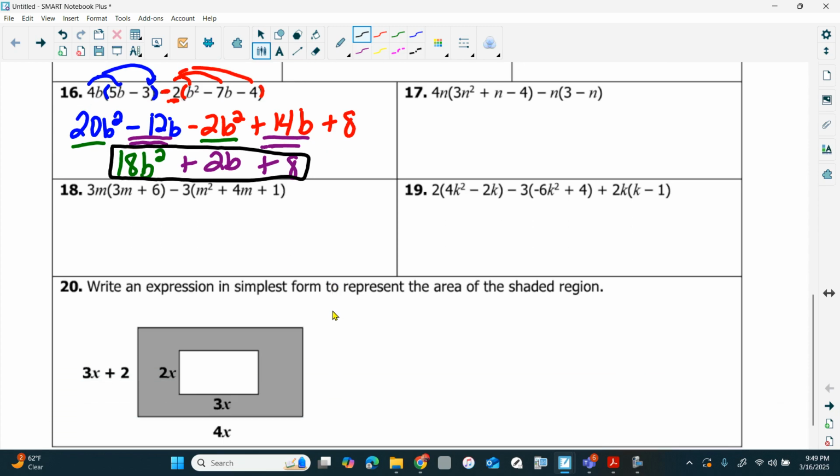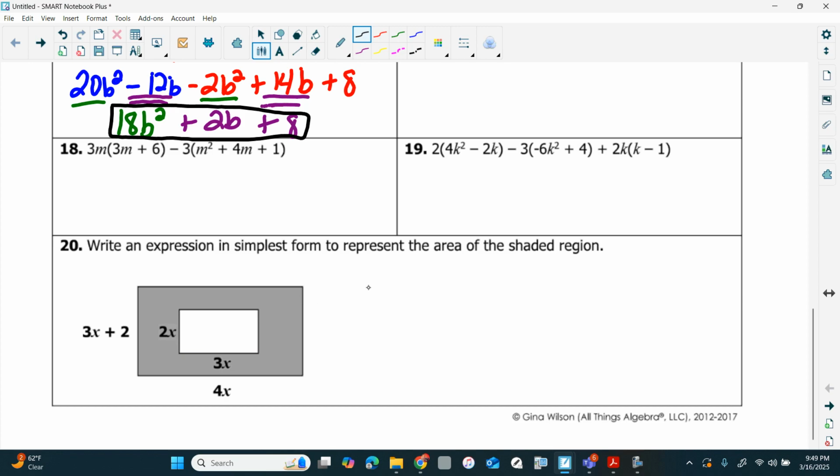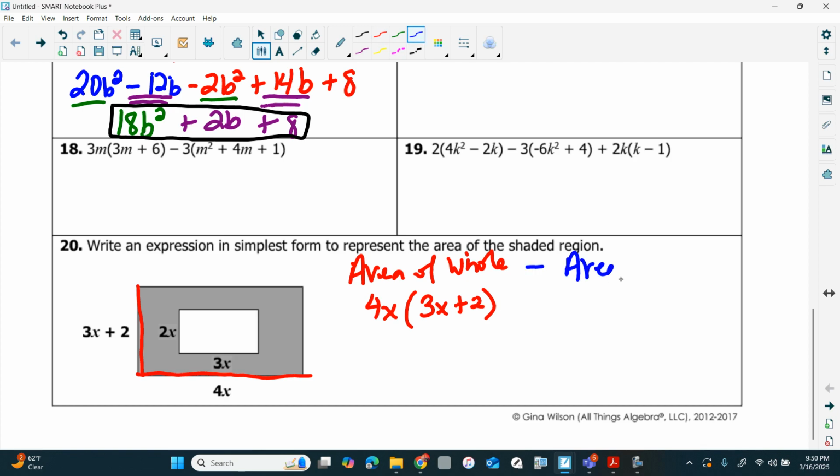So then on this last one, this I went over. This is just like the problem on your notes on the Ed puzzle. To get the area to shade, you're going to have to take the area of the whole figure, which is the whole rectangle, which would be these two lengths and widths. So that's a 4x times the 3x plus 2. Take that area of the whole and you subtract the area of the smaller, the inner.